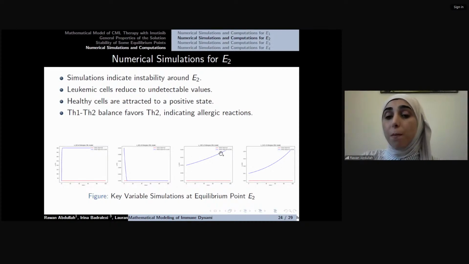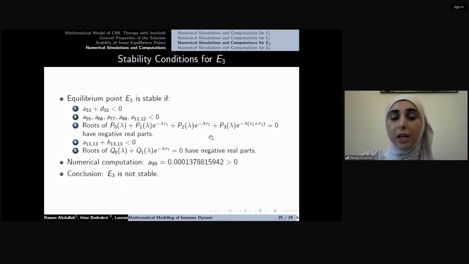Now let's look at the part of allergic reactions. As we can see, Th2 dominates Th1, so we have a cure of the patient, but with allergic reactions. Now let's move to the third equilibrium point, in which here are the conditions that we already stated for the stability of E3.